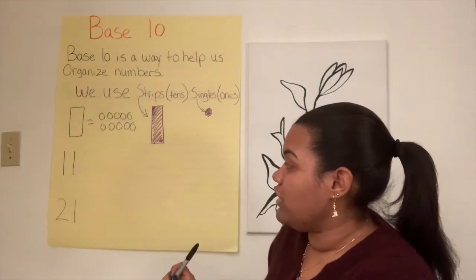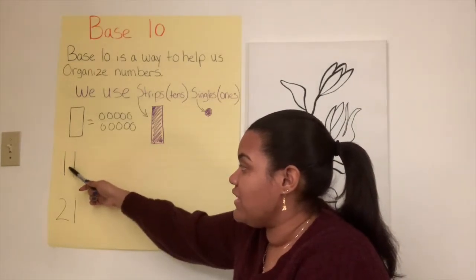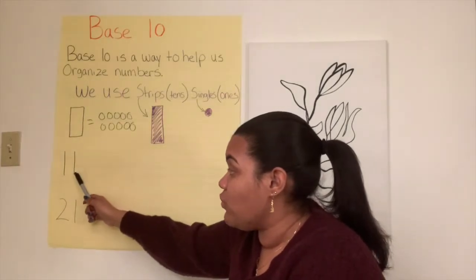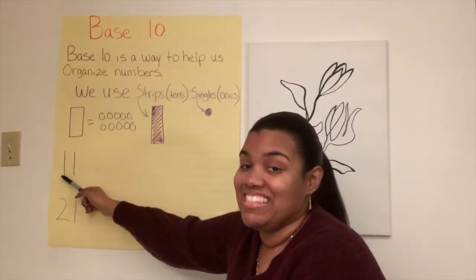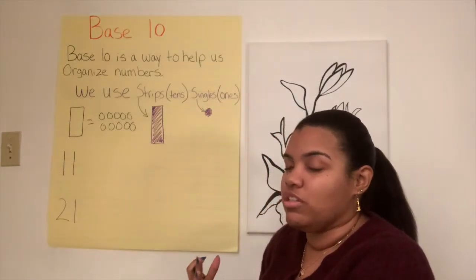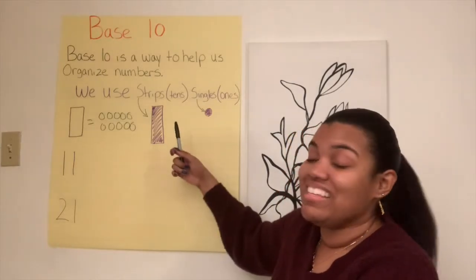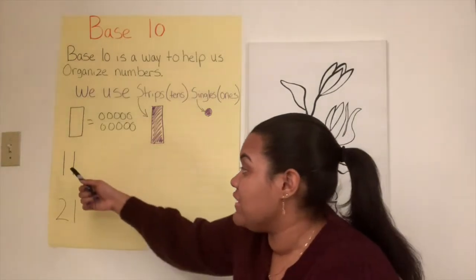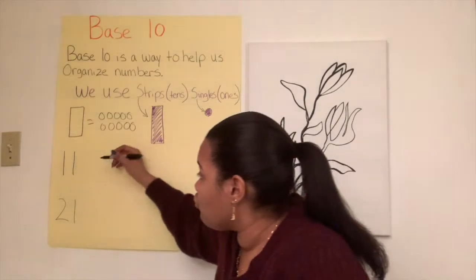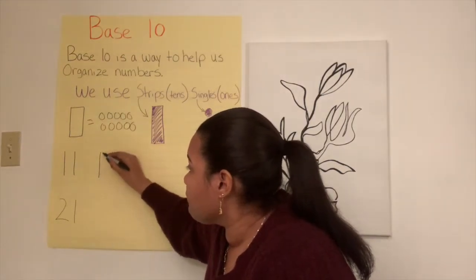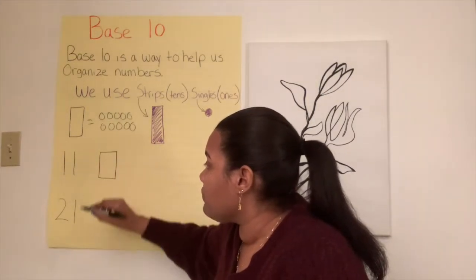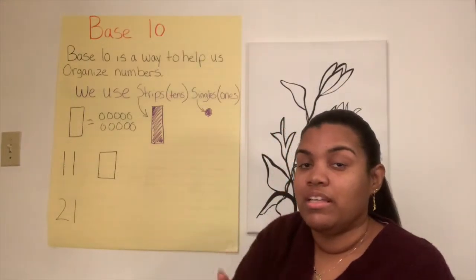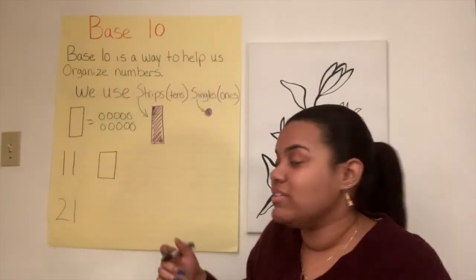So let's look over here. Like we said before, we see that this is the number 11. So we have 1 in the ones column and 1 in the tens column. So let's think about what it's going to look like. Let's start by drawing our tens first. We have one group of 10 in the number 11. So we're going to draw a strip, okay? One strip. Now, let's look in the ones column. We have 1 in the ones column. We're just going to draw 1 single.